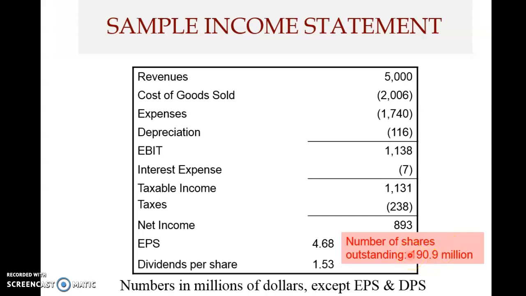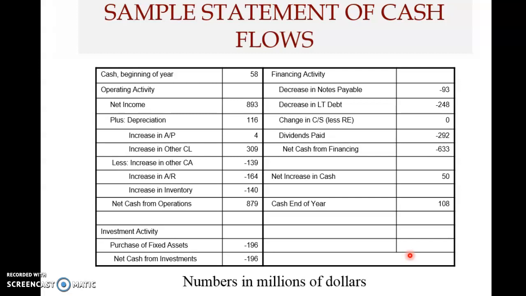So you need this to solve for the statement of cash flows. You want to derive the statement of cash flows. This is how a statement of cash flows looks like once you have completed. But how do you arrive at this? How do you show this?